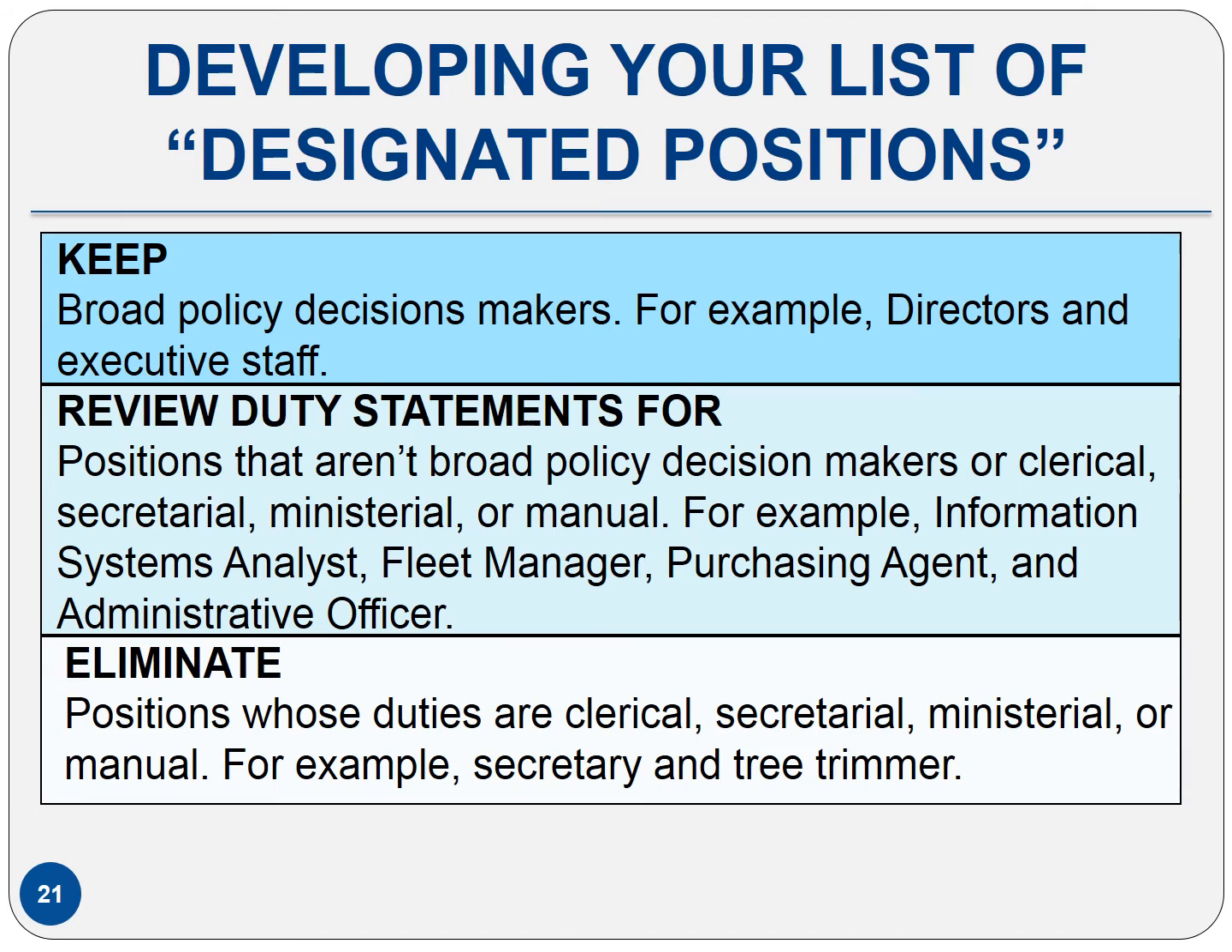This is a visual of what we just discussed. The positions on the top, the broad policy decision makers, should be designated in the code with broad disclosure. The positions on the bottom, those that do not make or participate in making decisions, should not be designated in the code. Use job duty statements and organizational charts as tools to verify the level of decision-making for those positions in the middle, and properly tailor their disclosure level if they are included in the code.